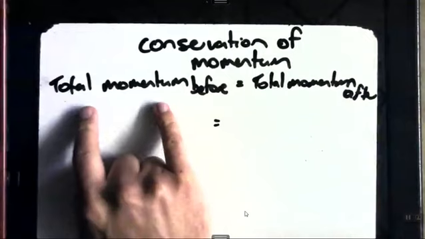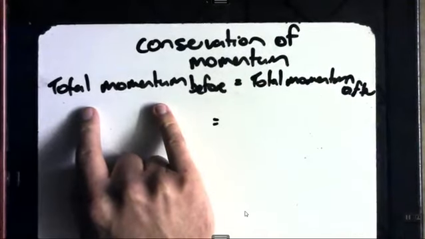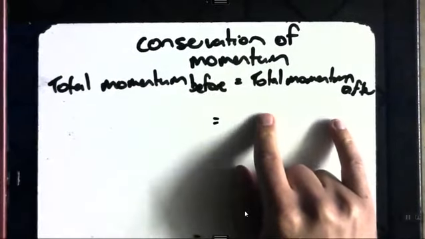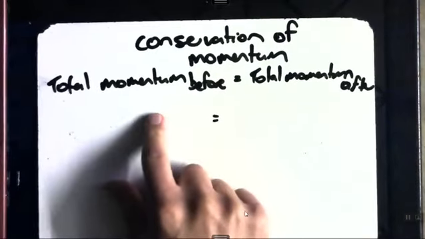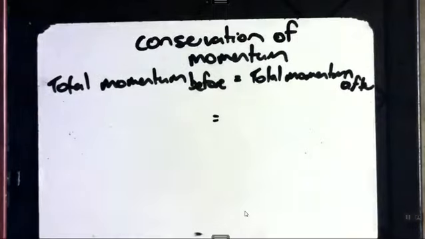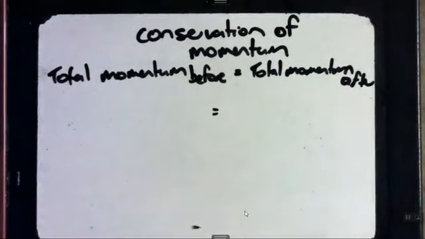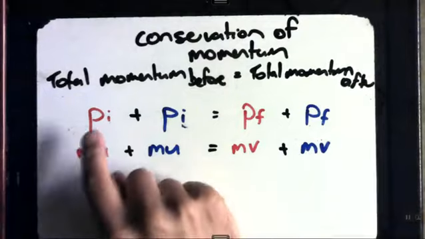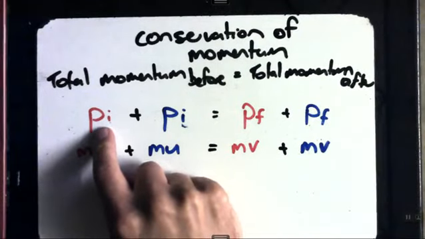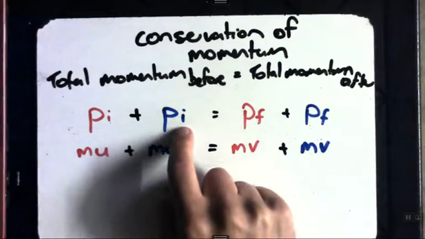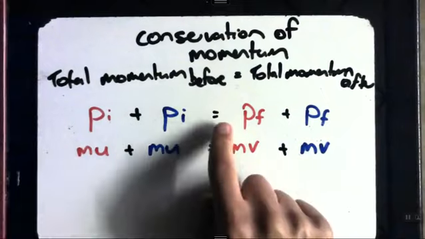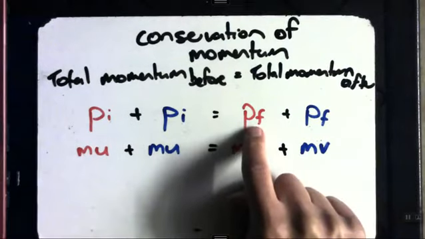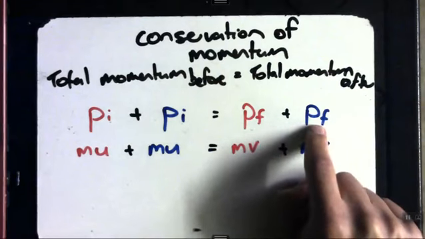So if I add the momentum of the red and the blue car before, and I add the momentum of the red and blue car afterwards, the total momentum of my system initially will be equal to my total momentum finally. So let's go and test that out again. So the initial momentum of the red one plus the initial momentum of the blue one adds up to a value equal to the final momentum of the red one plus the final momentum of the blue one.